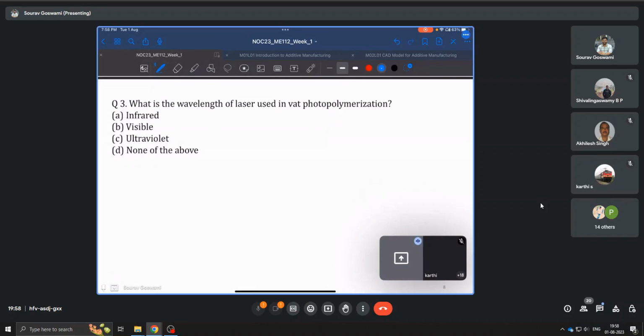What is the wavelength of laser used in a VAT photopolymerization process? Ultraviolet. And the question is asking not for the exact wavelength, but more like the range. Ultraviolet. Did someone attempt an answer? Ultraviolet. Yes, thank you, Akhilesh. It is ultraviolet indeed.